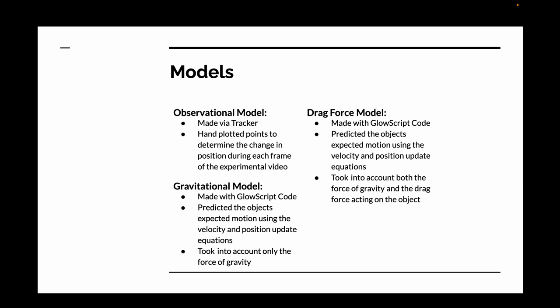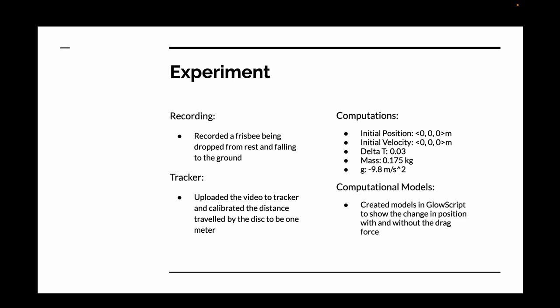Then there was the gravitational model, made with GlowScript code, which predicted the object's expected motion using the velocity and position update equations, but only took into account the force of gravity. Finally, there was the drag force model, which was also made in GlowScript code and also predicted the object's expected motion using the velocity and position update equations, but it took into account both the force of gravity and the drag force acting on the object.